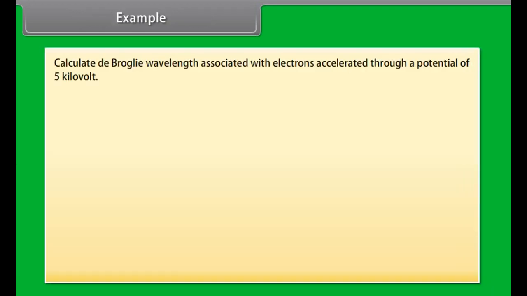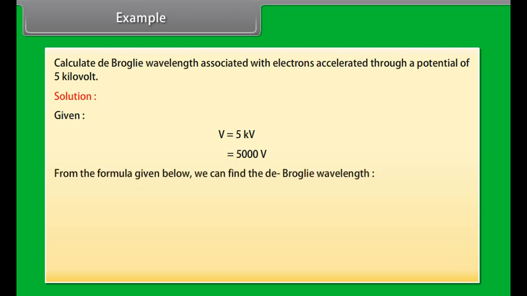Example. Calculate the de Broglie wavelength associated with electrons accelerated through a potential of 5 kilovolt. Solution. Given, V equals 5 kilovolt, which equals 5000 volt. From the formula given below, we can find the de Broglie wavelength. Lambda equals 12.27 by square root of V angstrom. Lambda equals 12.27 by square root of 5000 angstrom, which equals 0.173 angstrom.